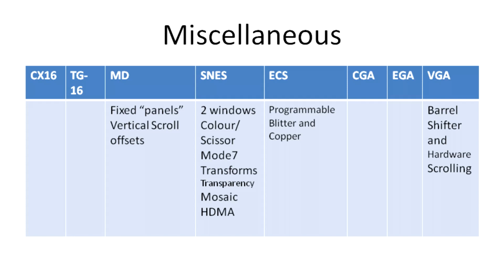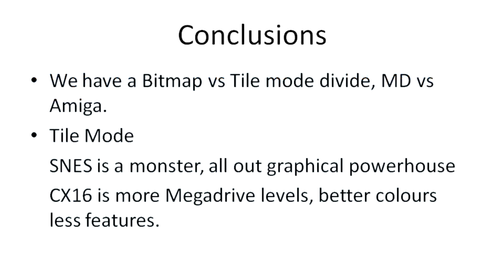The ECS has a programmable blitter and copper, and they scream. So when it comes to bitmaps, nothing is going to touch the ECS. CGA and EGA are pretty plain Jane. With the VGA, they decided to actually get their act together, because they probably started to see what the Amiga was doing, and added a barrel shifter and hardware scrolling. Luxury. Such luxury was the VGA era.